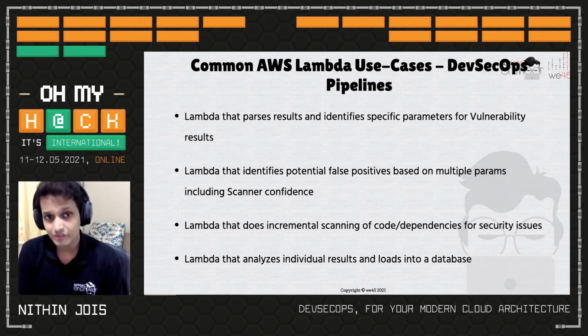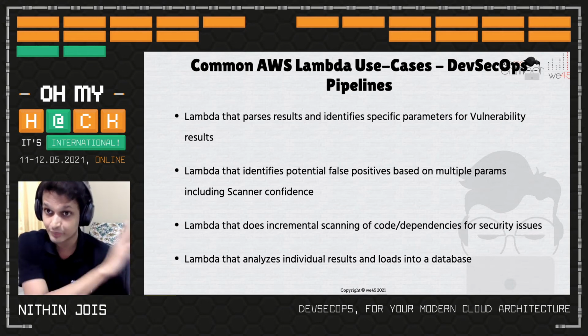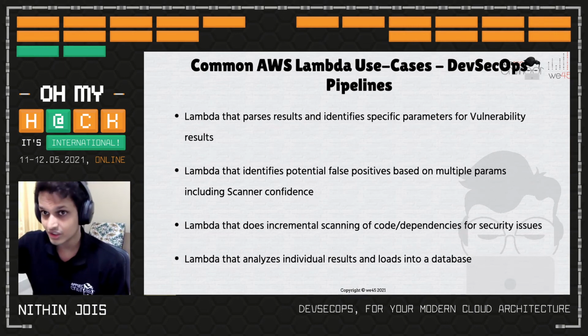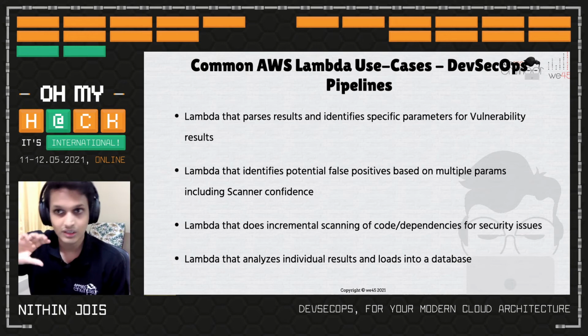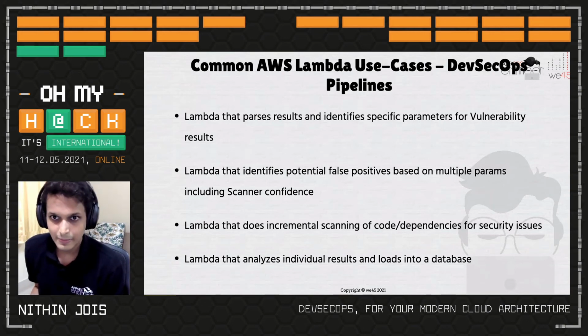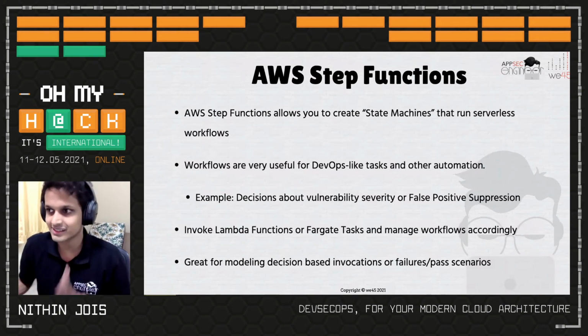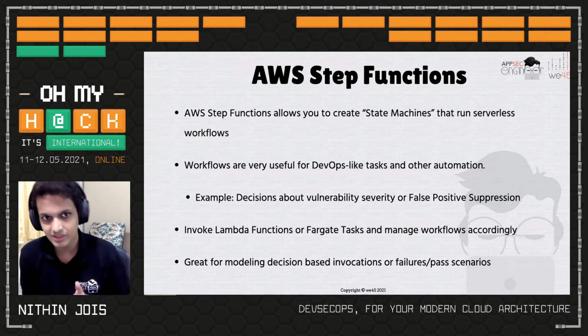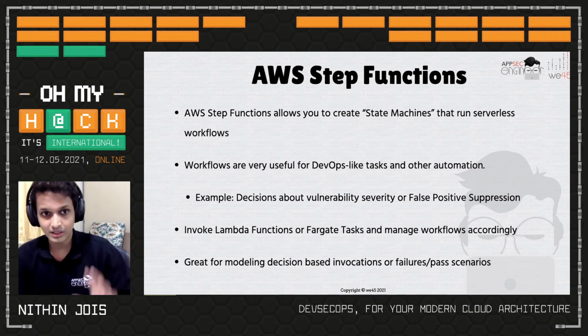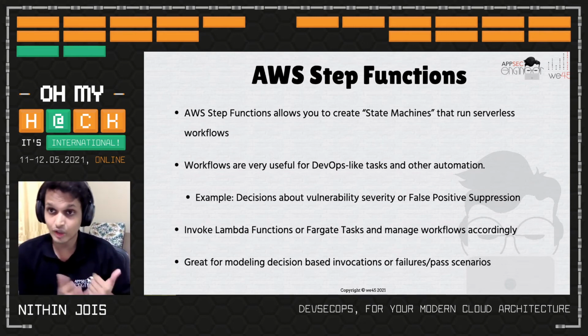You can also leverage Lambda to perform incremental scanning for code or the dependencies that we'd previously spoken about. Previously I mentioned that you can use Lambda functions to scan only for issues that have been changed. Suppose there's a new file commit, you only want to scan that particular file itself. You can leverage Lambda for that. And a combination of this is essentially what Step Functions is. With Step Functions, you can create something known as state machines, and you can have workflows which are going to be extremely useful for DevOps-like tasks.